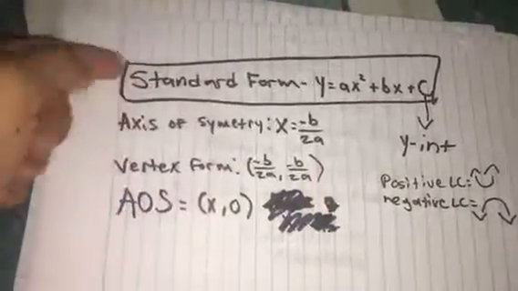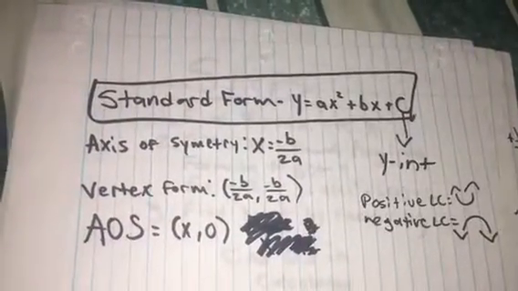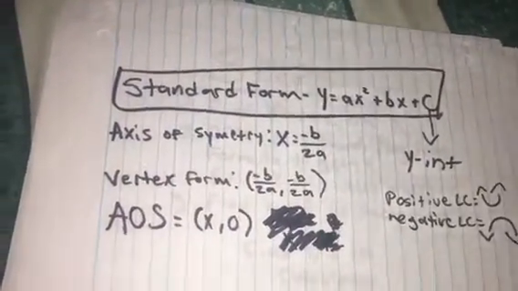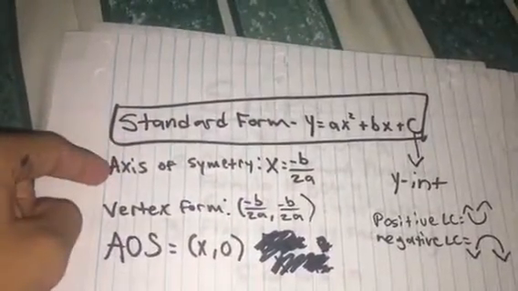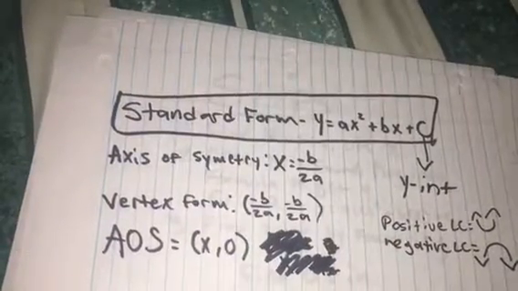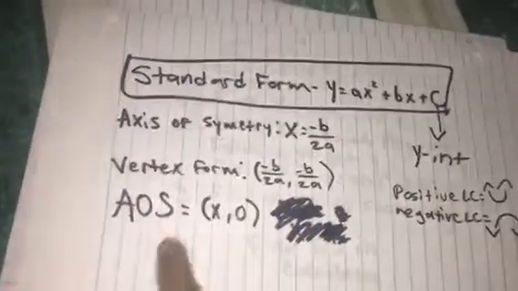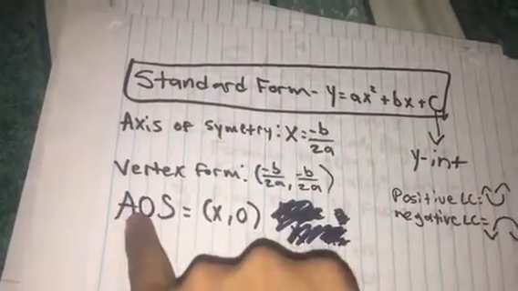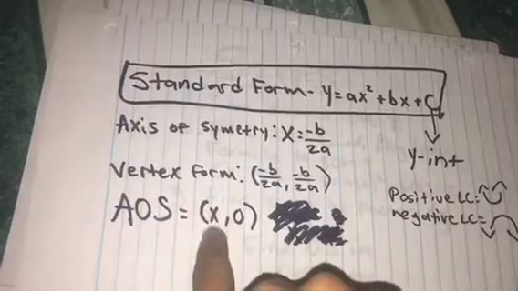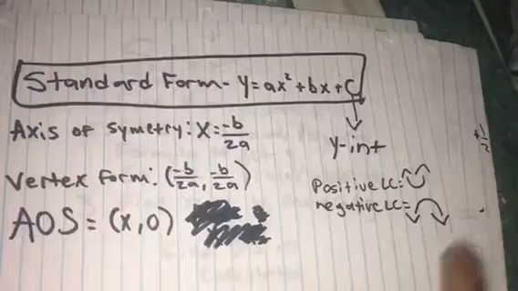So first off, let's look at some important information here. That's basically standard form right there: y equals ax squared plus bx plus c. And usually you want to start out by getting your axis of symmetry, which is x equals negative b divided by 2a. Over here it says x, which is an abbreviation for axis of symmetry, equals x0, and c is your y-intercept.